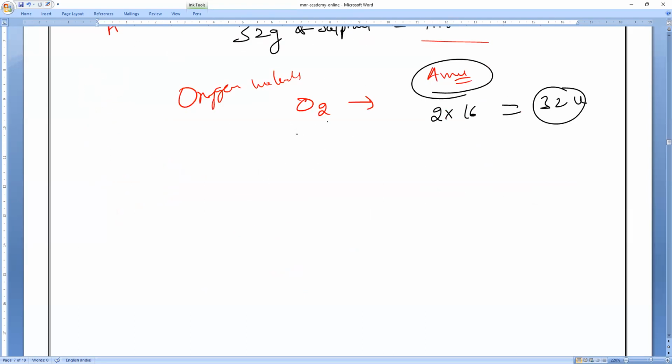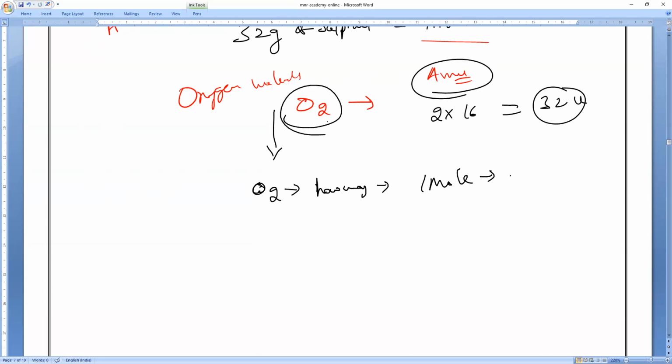Now if I make it into number of particles, I'll call it 1 mole. So if I say 1 mole of oxygen molecules, how many grams do they contain? 32 u, make it into 32 grams. That is what we can call GMM.